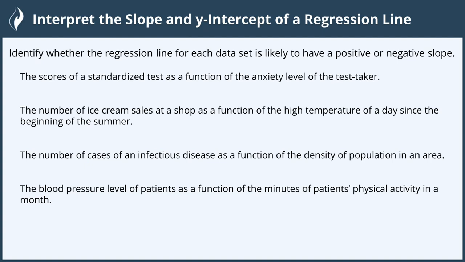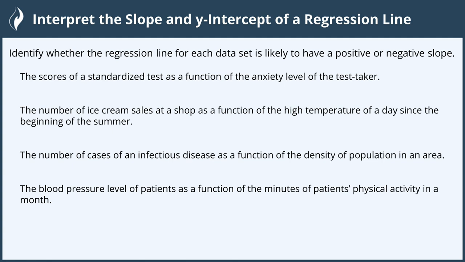Hi everyone. In this video, we will interpret the slope and y-intercept of a regression line. Identify whether the regression line for each dataset is likely to have a positive or negative slope. The scores of a standardized test as a function of the anxiety level of the test taker.